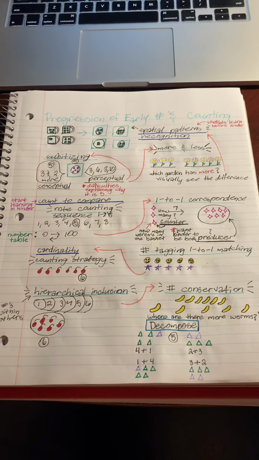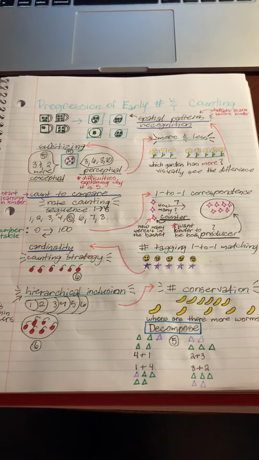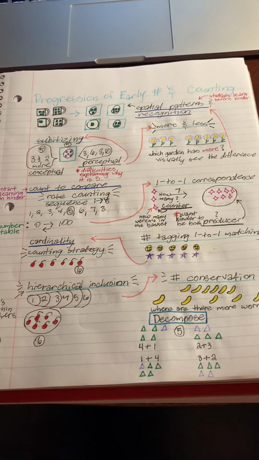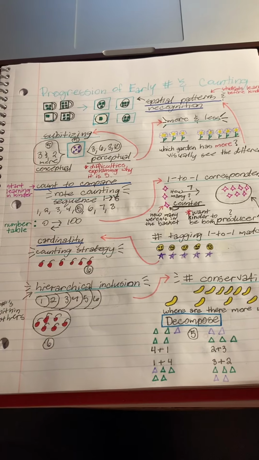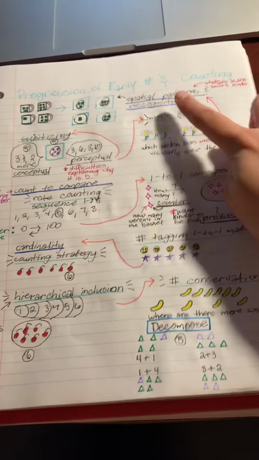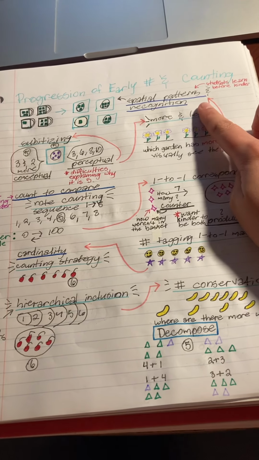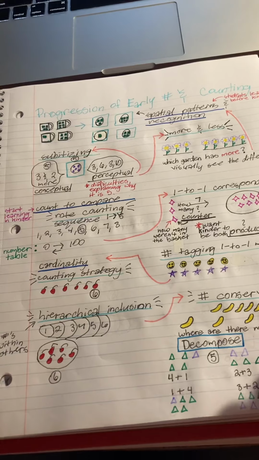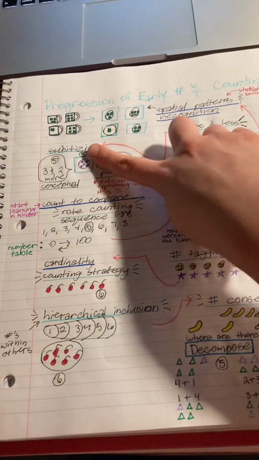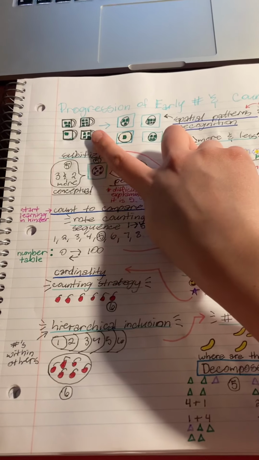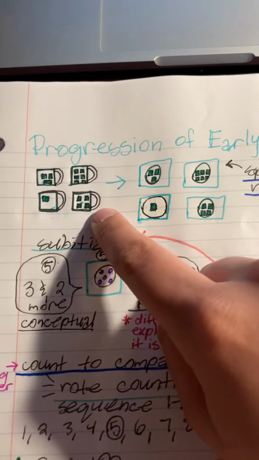Right here, I'm going to explain progression of early number and counting. So first, kindergarten students at the age that they are, they learn different spatial patterns and recognition, and they learn that before they reach kindergarten. So they will be able to tell, for example, right here, there's 4 cups and there's different amounts of marshmallows in each of the cups.